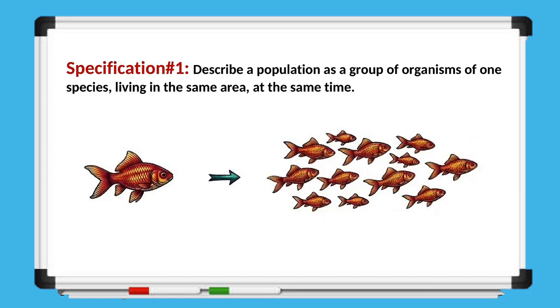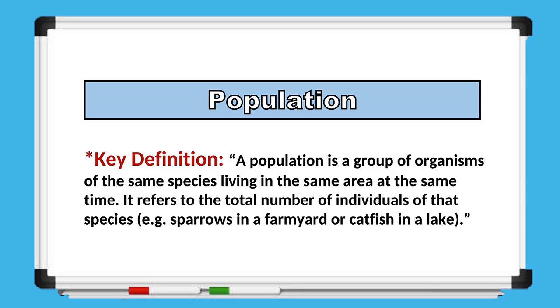Now let's move on to specification number 1, which asks us to describe a population as a group of organisms of one species living in the same area at the same time. To begin with, let's understand what a population is. A population is a group of organisms belonging to the same species that live together in the same area at the same time. In other words, it includes all the individuals of a particular species found within a specific habitat, such as all the sparrows living in a farmyard or all the catfish living in a lake.